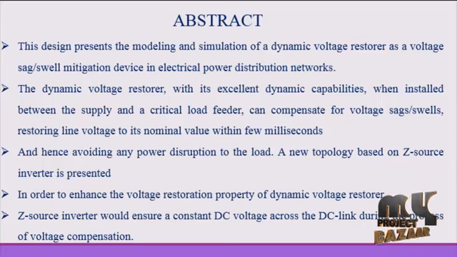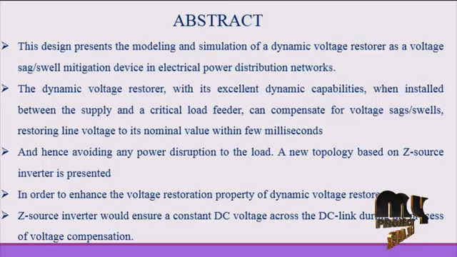In this proposed implementation, the abstract presents the modeling and simulation of a dynamic voltage restorer as a voltage sag and swell mitigation device in electrical power distribution networks. The dynamic voltage restorer, with its excellent dynamic capabilities, when installed between the supply and a critical load feeder, can compensate for voltage sags and swells, restoring line voltage to its nominal value within a few milliseconds, and hence avoiding any power disruption to the load.